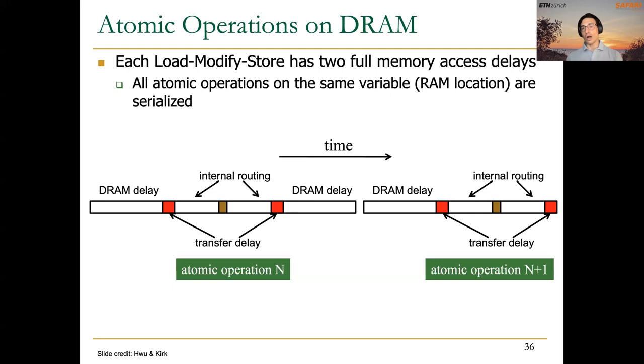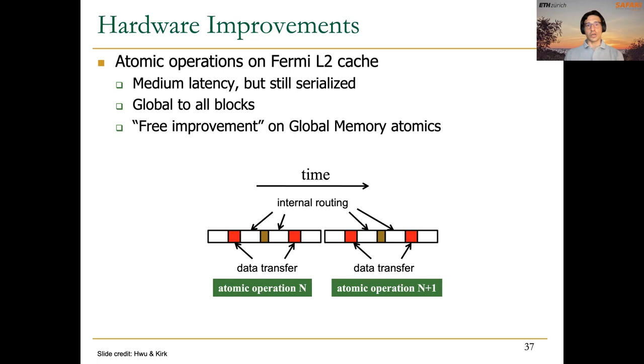As you see, very costly, because most of the time what we are paying is the data movement from bringing data to the processor, to the SIMD lanes, and then writing it back. Hardware improvements happen over time: the Fermi architecture significantly improved the execution of atomic operations in global memory, because then it was possible to directly perform the atomic operations in the L2 cache.